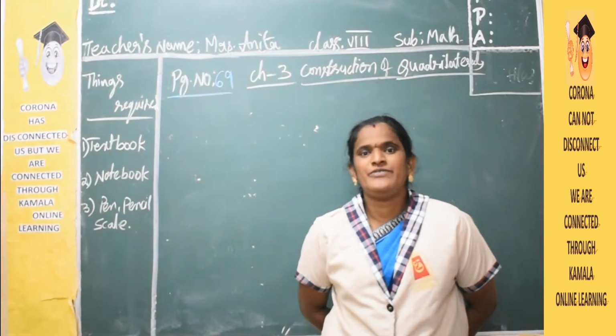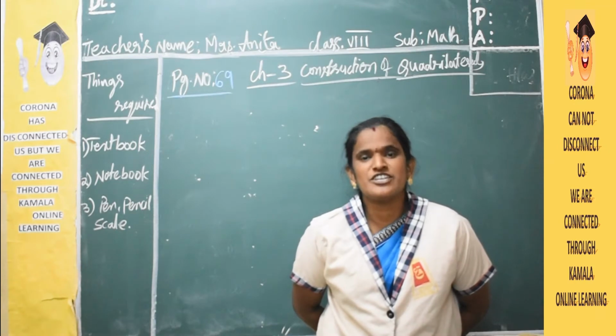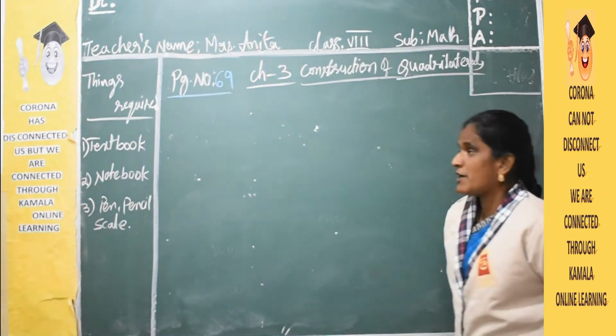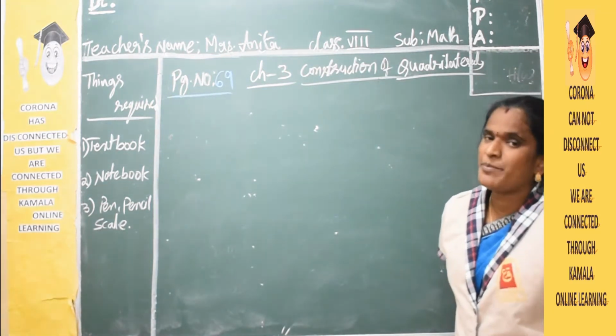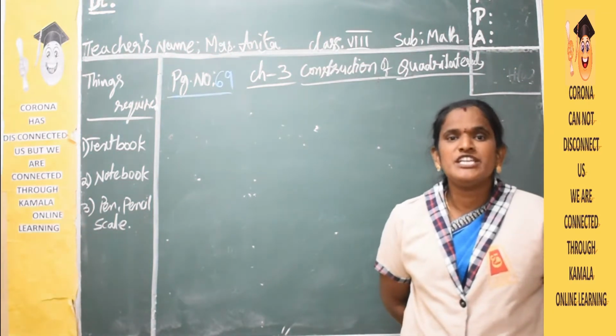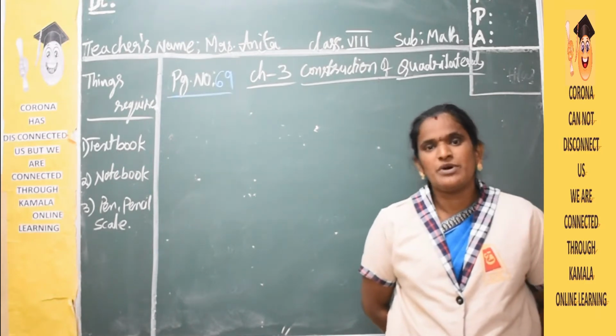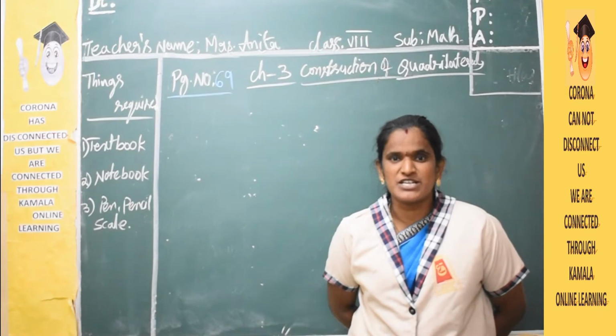Fine children? Everyone be ready for listening of maths class? Yes children? So welcome to maths class, that is chapter 3, the continuation of chapter 3. Okay, what is the name of chapter 3 children? Construction of quadrilaterals. So what is the meaning of quadrilateral? These are all things we learned in previous class only.